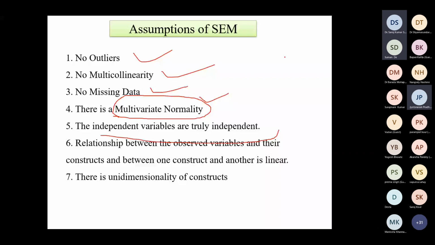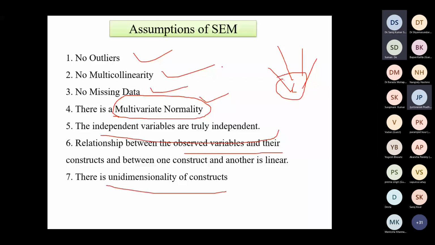So we are assuming that independent variables are really independent. Relationships are direct, and the constructs are unidimensional. Unidimensional means there is no cross-loading. These indicators are related to this construct only.